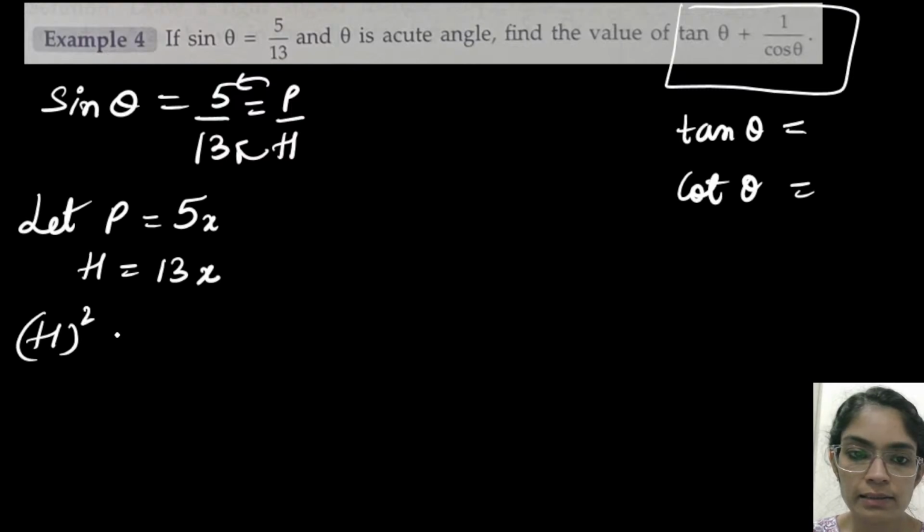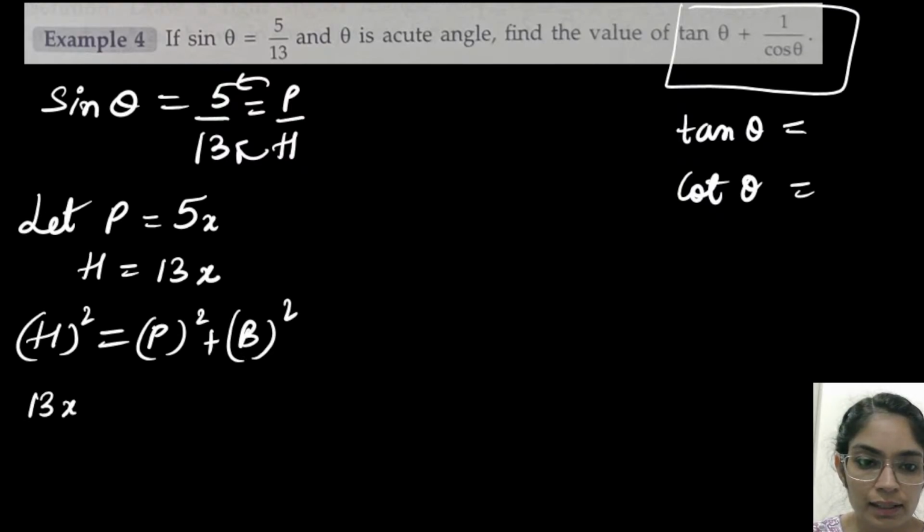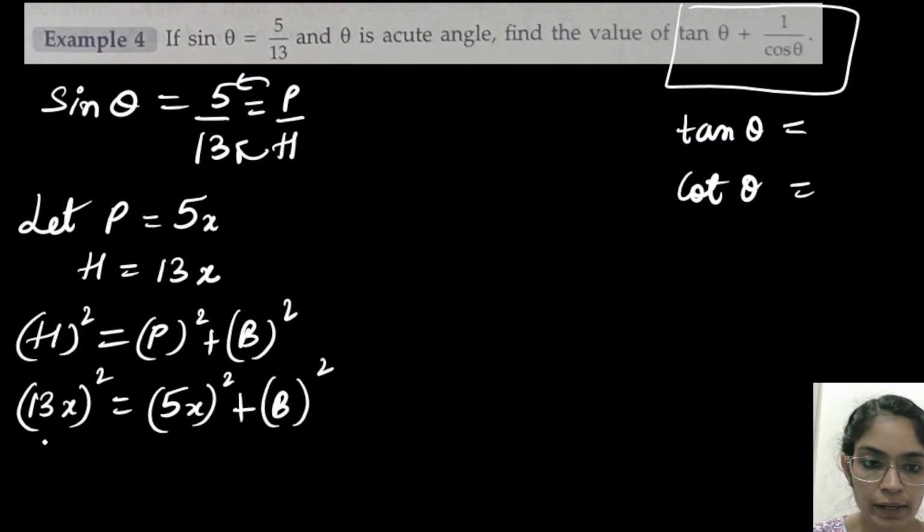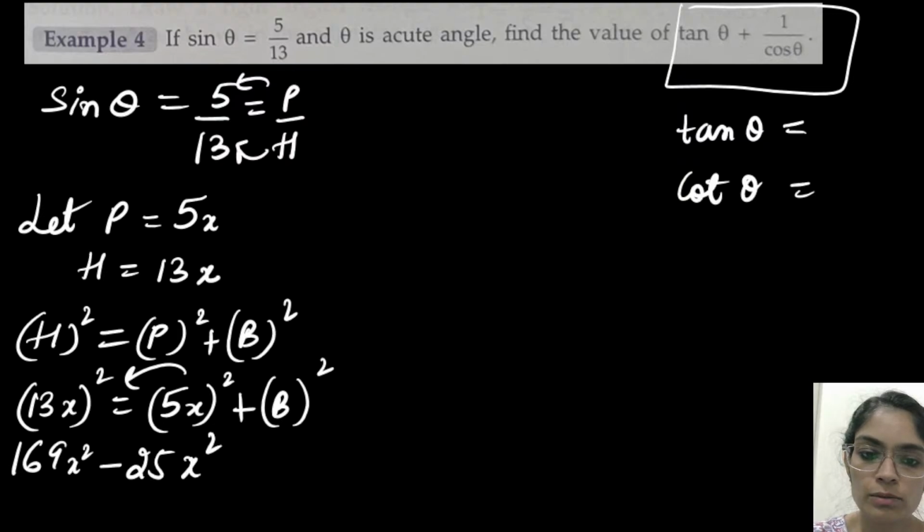Pythagoras theorem states that the square of the hypotenuse is equal to the sum of the squares of perpendicular and base. So 13x whole square equals 5x whole square plus base square, which we have to find. 13 square is 169x square. Shifting 5x whole square to the other side it becomes minus 5x whole square. 5x whole square is 25, so minus 25x square. So b square, if I shift to the other side, it becomes square root.